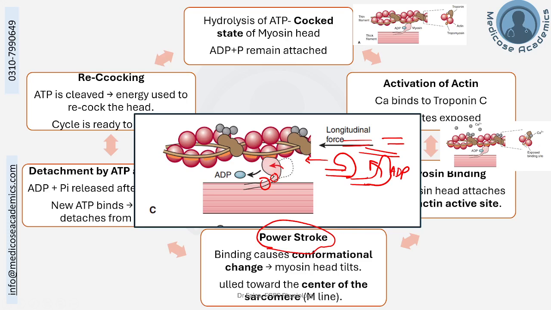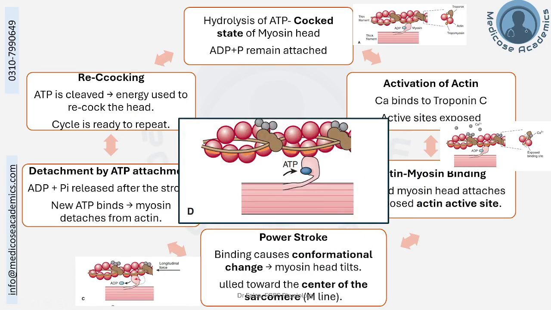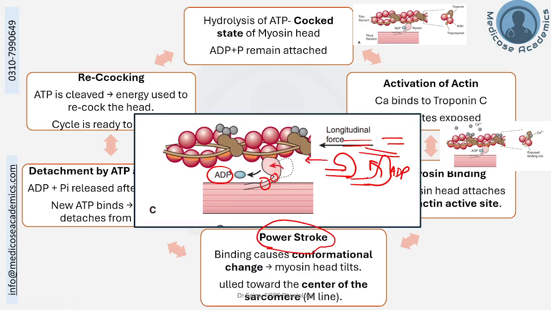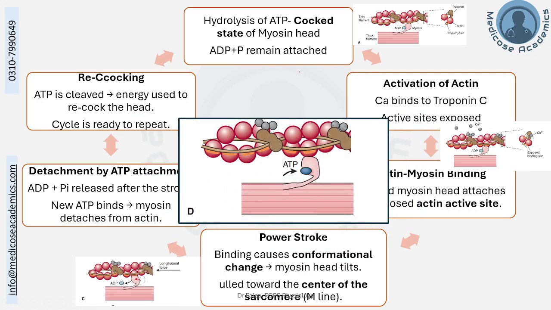One important event that occurs along with the power stroke is the release of ADP. ADP was attached since the head was cocked, until the attachment to the actin filament. As soon as this conformational change occurs, the ADP is also released. So this is the point, the power stroke, at which ADP was released. As soon as ADP was released, the site for attachment of ATP was free, and now another molecule of ATP will arrive and attach to the site. ADP got released and ATP got attached.